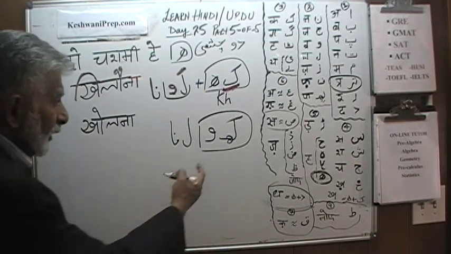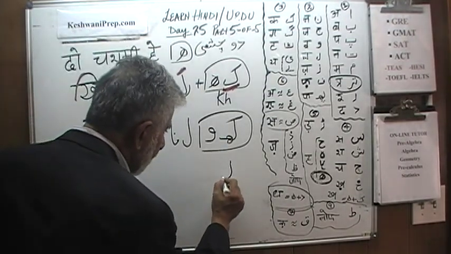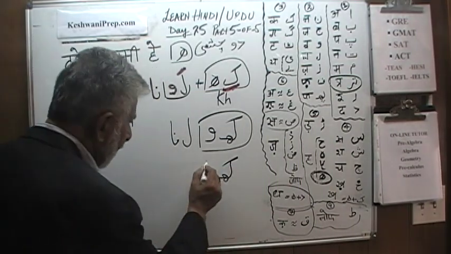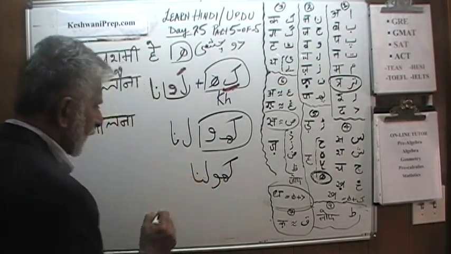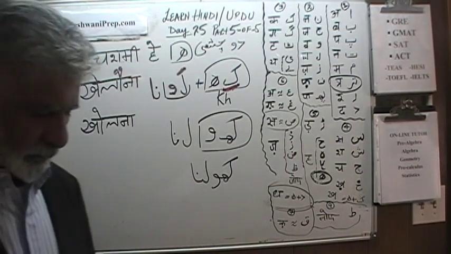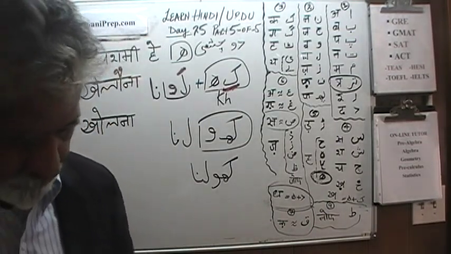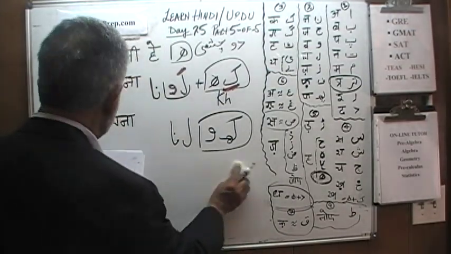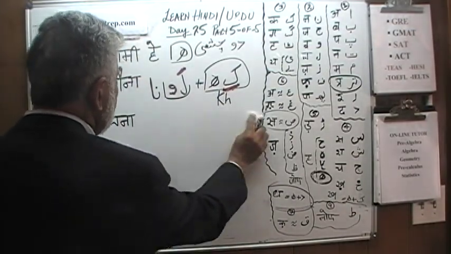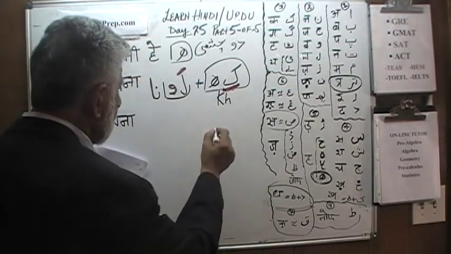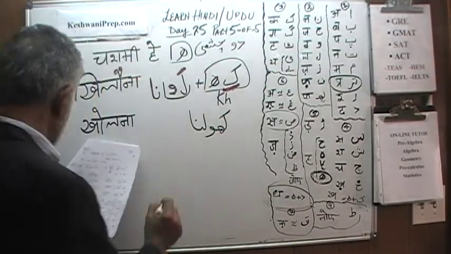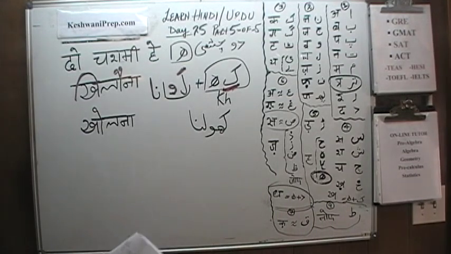Same thing as before. This ka is going to join the vowel. There's your ka, it's going to join the vowel. Let's say ko, and then lam is going to join the na. Kholna. Kholna as in to open something. Let's do the next one.